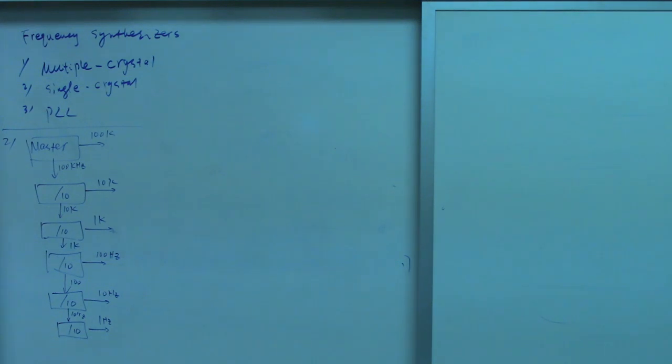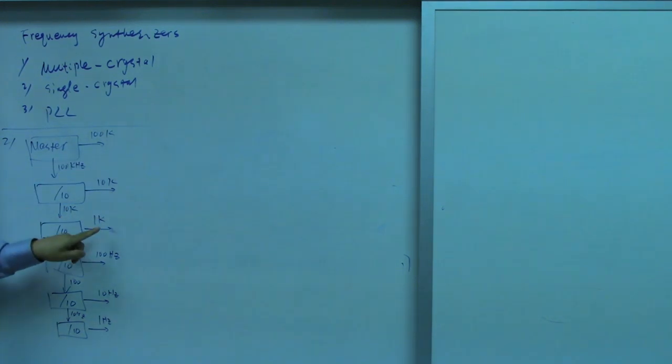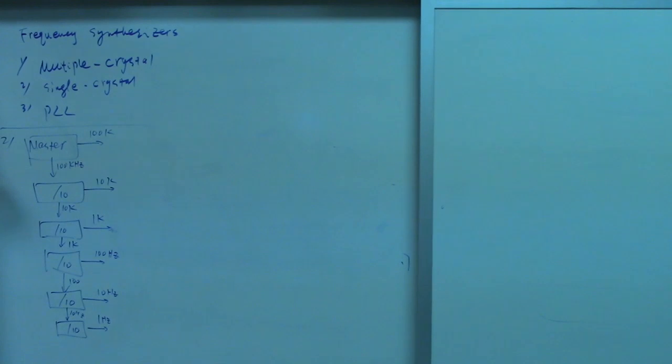Is this clear? We start from this single crystal, and we use divide-by-10 networks. We start from 100K and we get 10K, 1K, 100, 10, 1 hertz. So we use 5 divide-by-10 networks: 1, 2, 3, 4, 5.